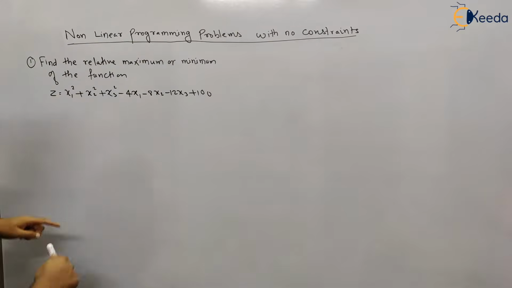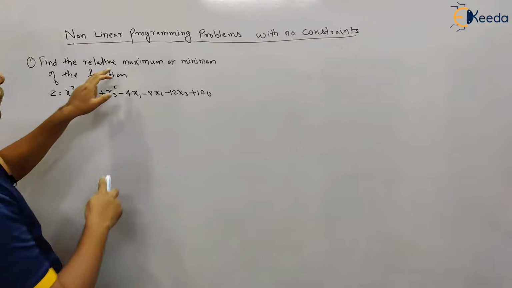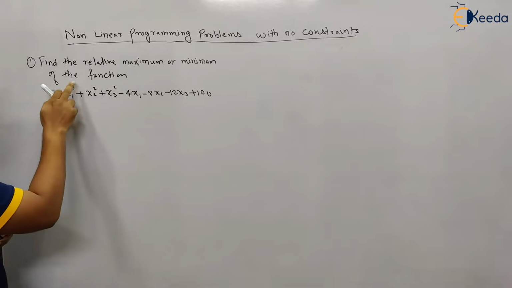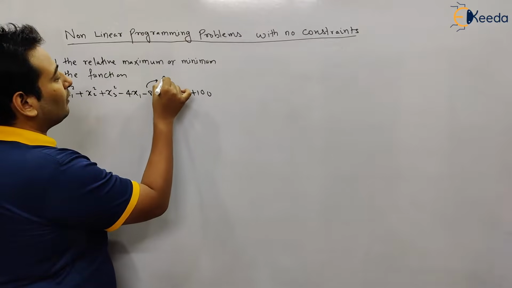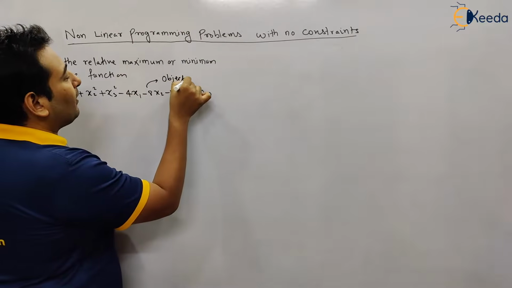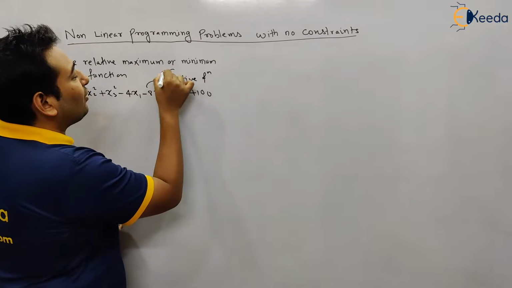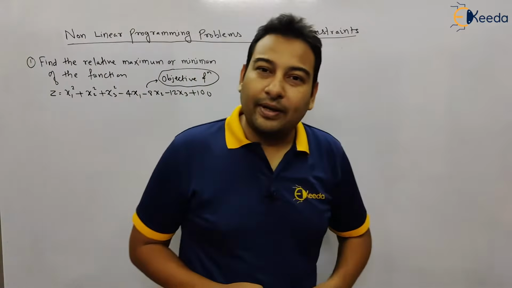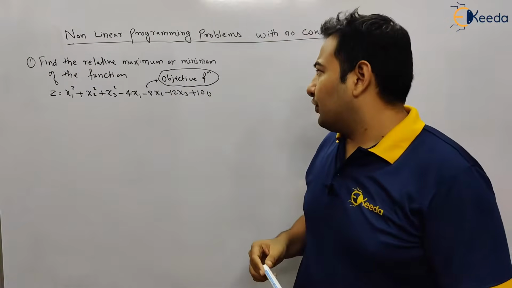So this is the given problem. We need to find its relative maxima or minima, and this is called your objective function. And in the given problem there is no constraint, no restriction given. So we need to find a relative maxima or minima of this function.